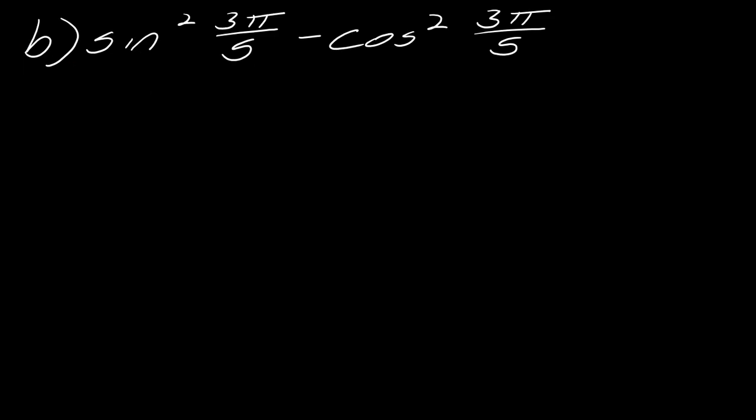Okay, up next. So very similar idea actually. So I've got sine squared 3 pi over 5 minus cosine squared 3 pi over 5. Okay, so I recommend that you pause video here. Just simplify this as much as you possibly can and then hit play.